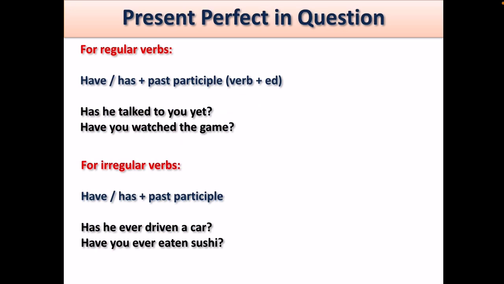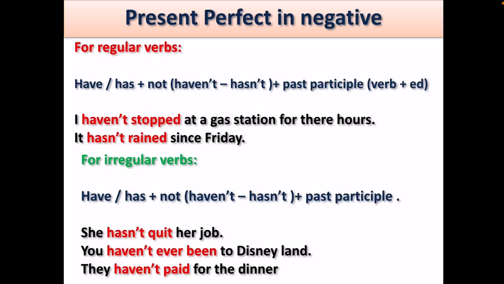Okay, this is how we make our questions from the present perfect tense. Again, we add have or has, and then the subject, and then the past participle form. Now, here we're going to learn how to change the present perfect into negative. It's very simple. Only add not to has or have. Of course, if you want to contract it, you can do that. I haven't stopped at a gas station for three hours.